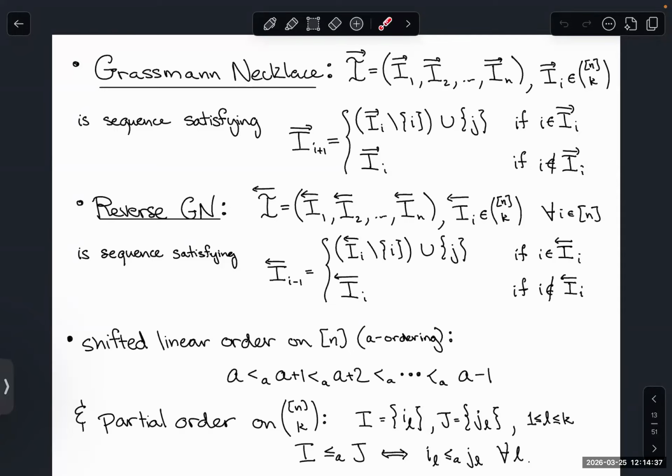Then we can extend this linear order to a partial order on k-subsets of bracket n. If we have two such subsets, I and J, we can compare them component-wise, where we've ordered the sets I and J with respect to this A order. So we say that I is less than J under this A order if and only if, component-wise, I_L is less than J_L under the A order for all L.